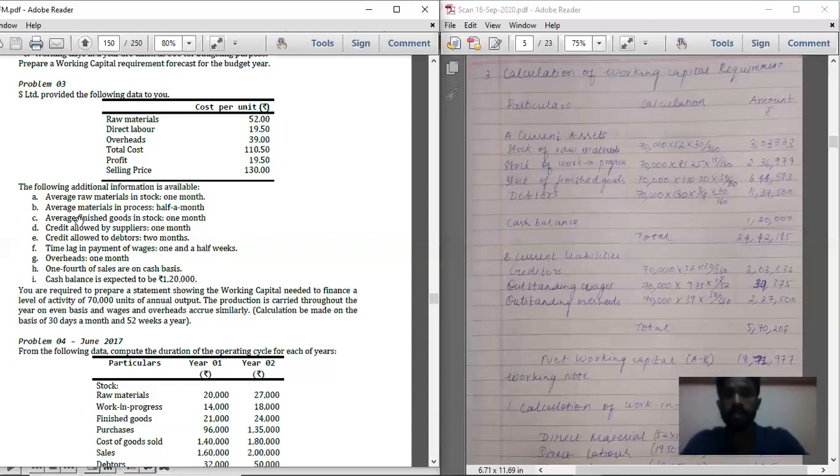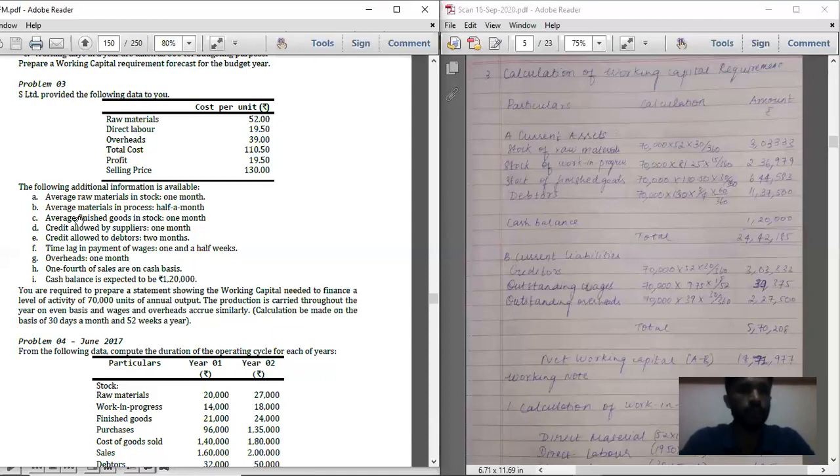Credit allowed to debtors is 2 months. And time lag in payment of wages is 1.5 weeks, which means 1.5 weeks. And overhead is 1 month.